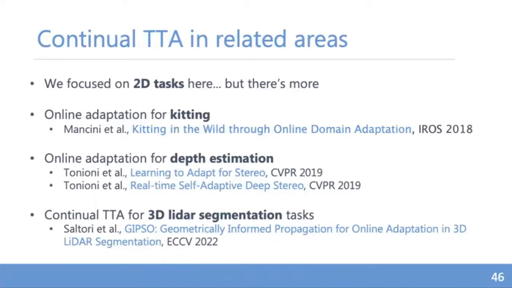We focus on 2D tasks here, mostly for the speaker's comfort zone, because that's what I work on. But there are papers doing online adaptation. I've mentioned NLP, but this is a computer vision conference. So in computer vision, you can see that Massimiliano did online adaptation for robot kitting. There is some pioneering work also for depth estimation, and more recently for 3D LiDAR segmentation.